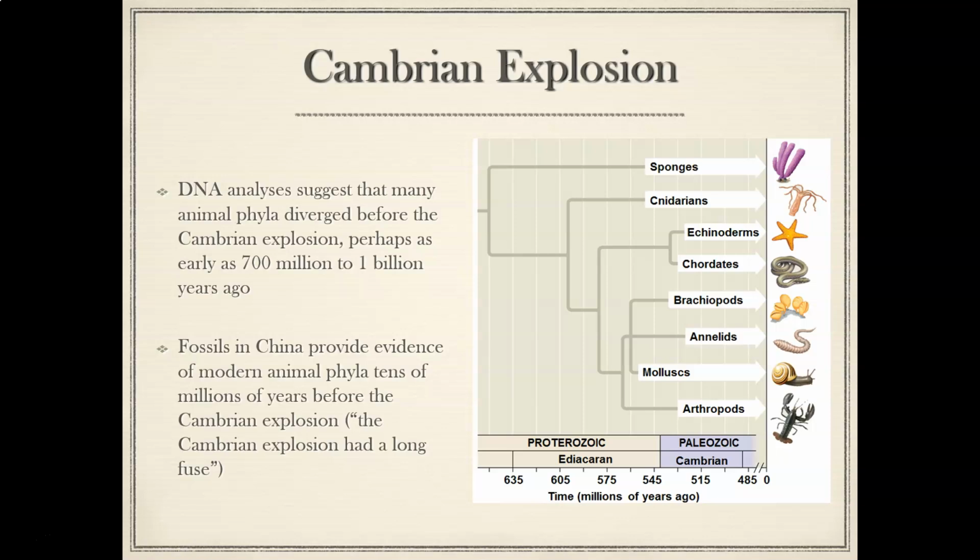And there are fossils in China that provide evidence for a lot of the modern phyla tens of millions of years even before what is typically considered the Cambrian explosion. So there's some suggestion that perhaps it wasn't quite as much of an explosion as the initial fossil record indicated, maybe having what they termed a long fuse. So it was a lot of change occurring, but perhaps it didn't occur quite as quickly as some initial evidence suggested. Regardless, we get a huge jump in diversity in the living organisms from this particular event.